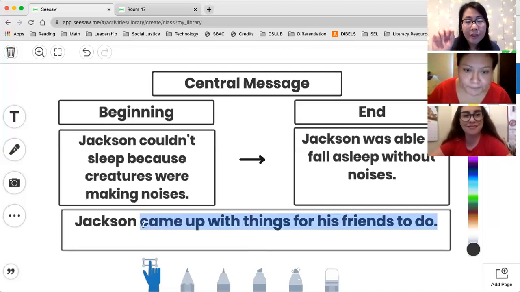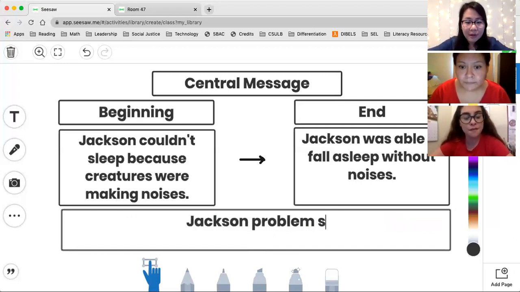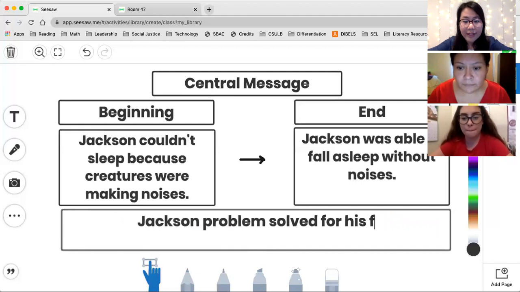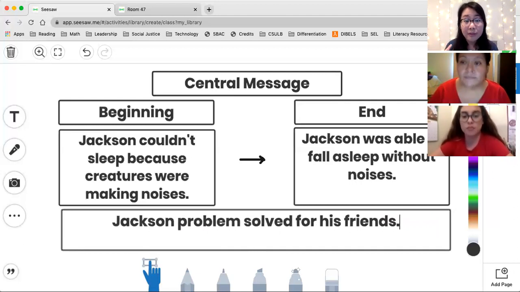I love that. And because I heard the same thing from you guys, I'm going to reword the sentence and say Jackson problem solved for his friends. Because that's basically what changed from the beginning to the end. And we know that in central message, we don't want to just say, oh, Jackson problem solved for his friends.